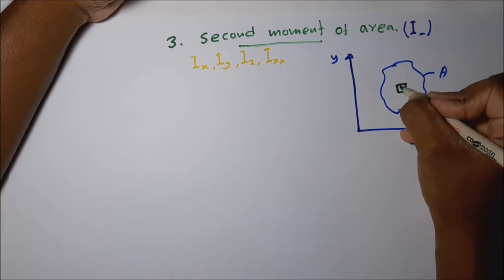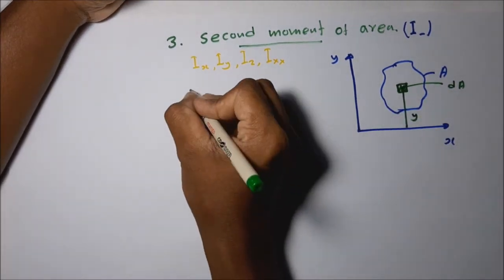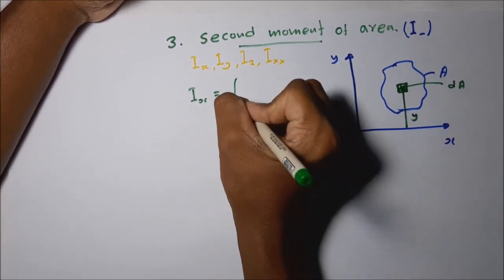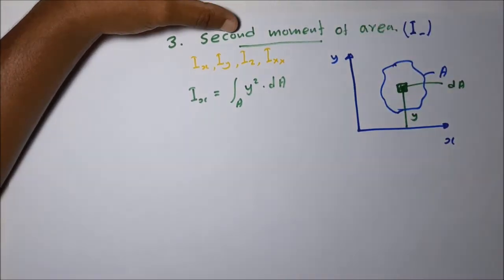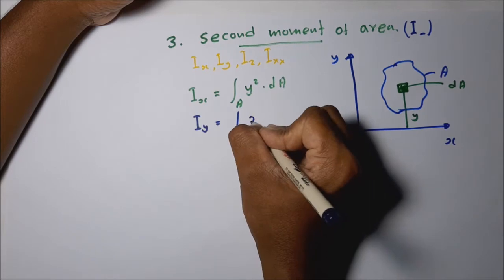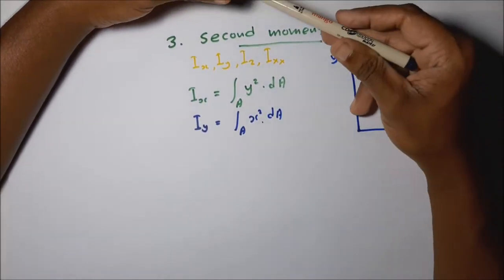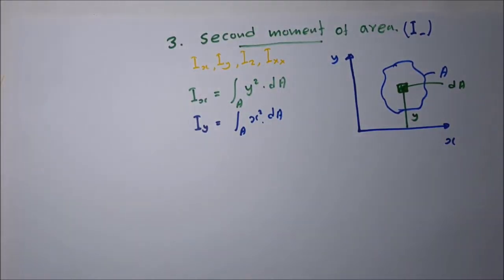Okay, then this is the definition. Let's take dA as a small surface area, and its distance from the x-axis let's take as y. Then Ix we define in this way: integral over the whole surface area of y square dA. This is how we define the second moment of area around the x-axis. Then the second moment of area around the y-axis is defined as the integral over the whole surface area of x square dA. This is the definition of the second moment of area. Then let's do some examples on the second moment of area. At the same time we can define the radius of gyration.